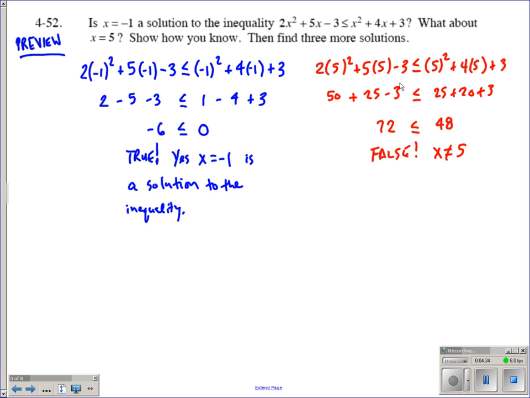Okay, this is how we know because we could plug it in, and if it was a solution, it would make the statement true. Now they ask us to find 3 more solutions. Now, one way we can do this here is we can take this and we can solve this. Let's do that. This is a little bit of a preview, but if you take the time to do this here, it may help you out when you get to that next lesson. So if we have 2x squared plus 5x minus 3 is less than or equal to x squared plus 4x plus 3.